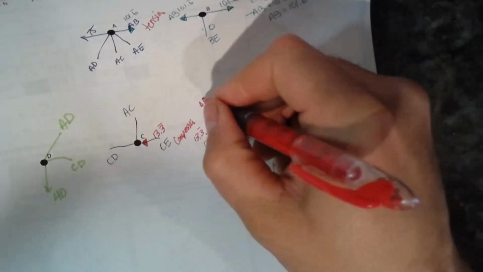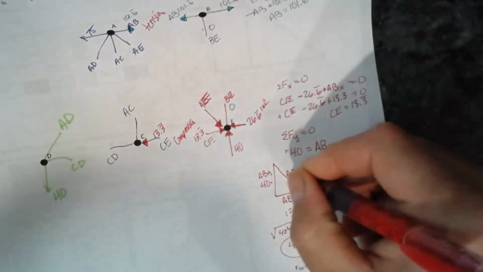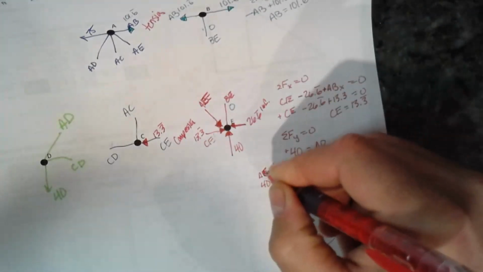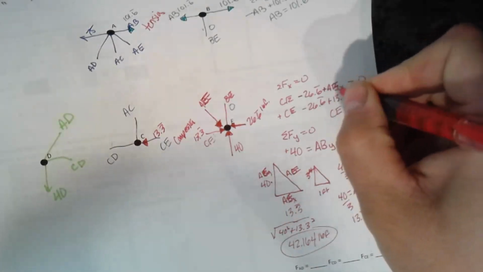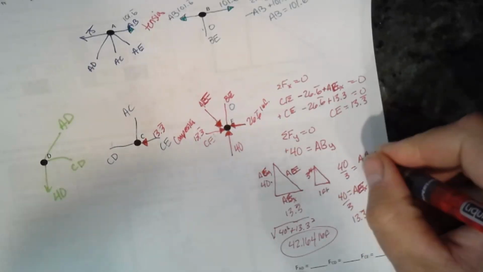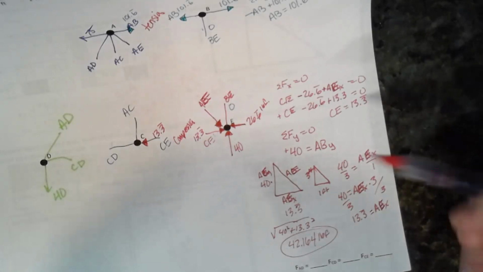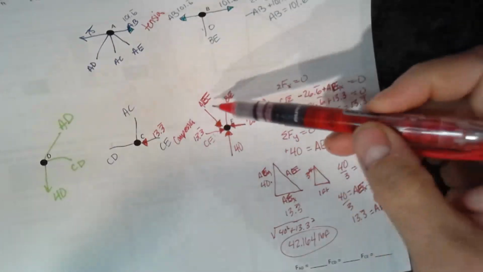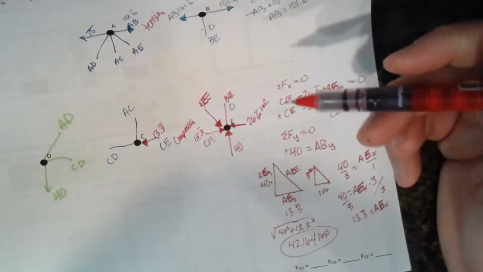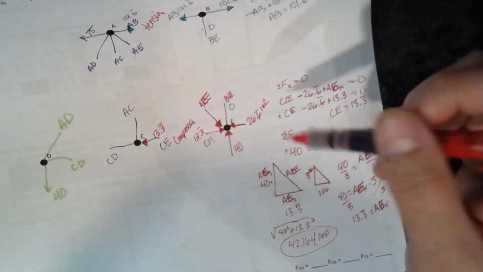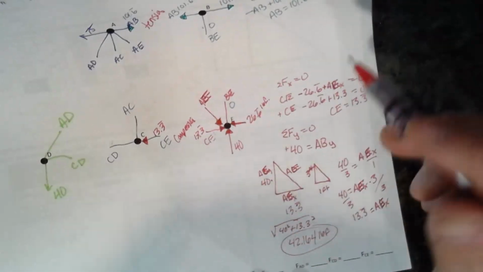So now I know AB, I know BE. Oh, this is AE. Oops. AE. E in the Y, E in the X. That was a big mistake, guys. Sorry about that. I'm sure you all caught it before me. So E in the X. I don't know why I labeled that AB. So we know AE, we know AB, we know BE, we know CE. We don't know AC or CD or AD, so let's get those done.